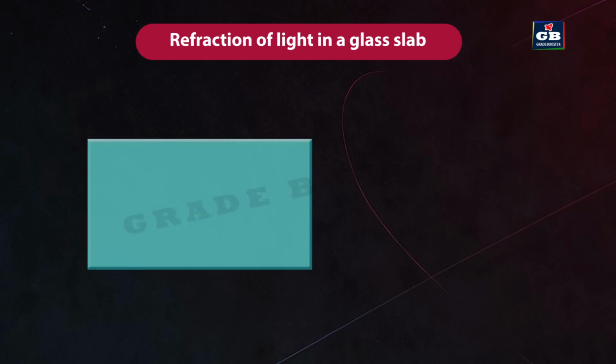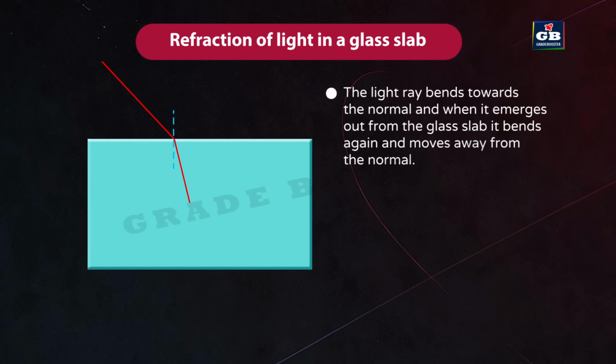Refraction through a rectangular glass slab. Let us take a glass slab and pass a light ray obliquely from one of its sides. The light ray bends towards the normal, and when it emerges out from the glass slab, it bends again and moves away from the normal.